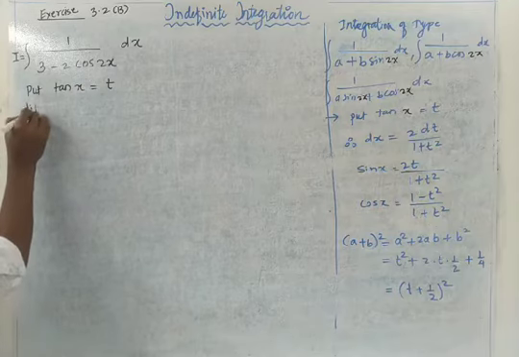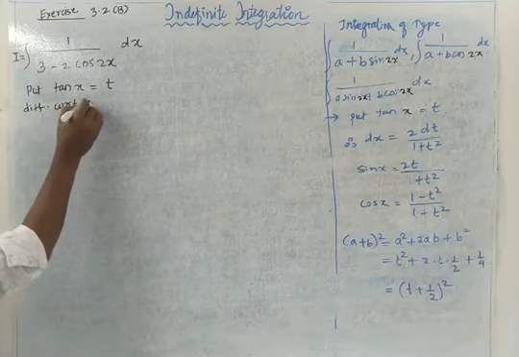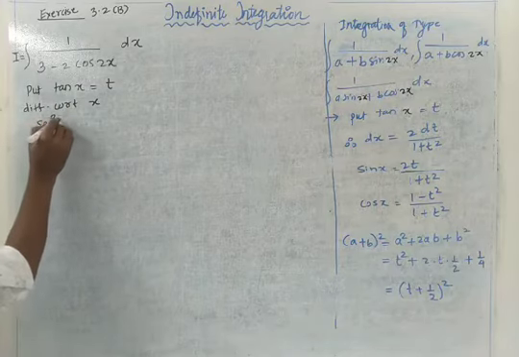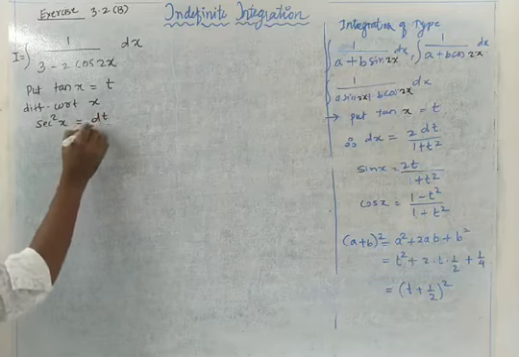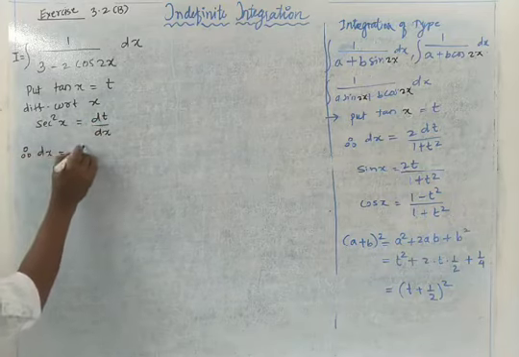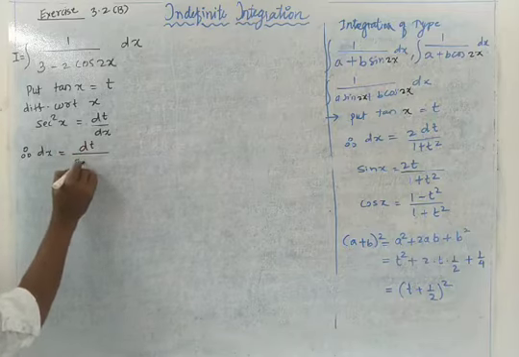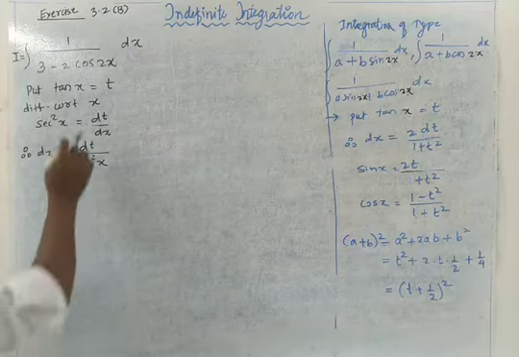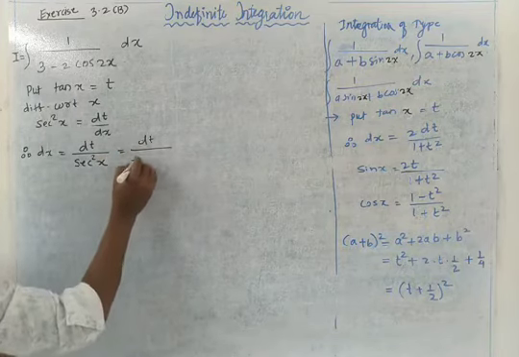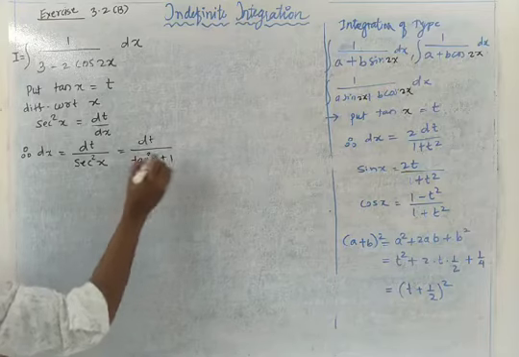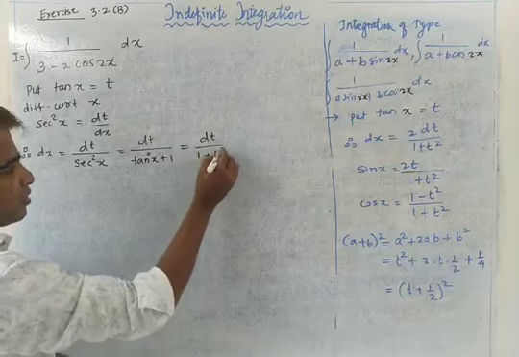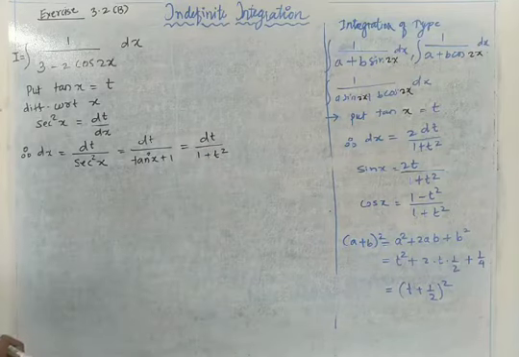Now differentiate with respect to x. We will get sec square x is equal to dt by dx. Therefore dx is equal to dt upon sec square x. So we are substituting for tan, and sec square can be written as tan square x plus 1, that is dt upon 1 plus t square, because tan x is equal to t.